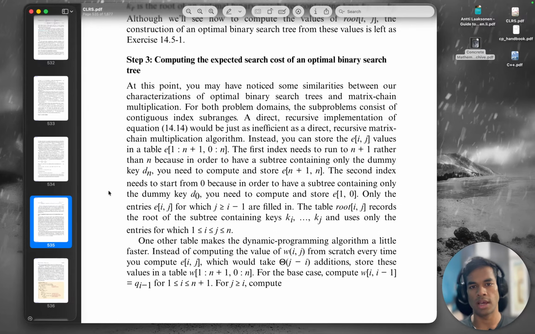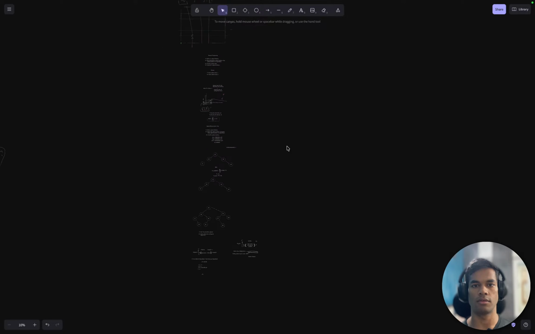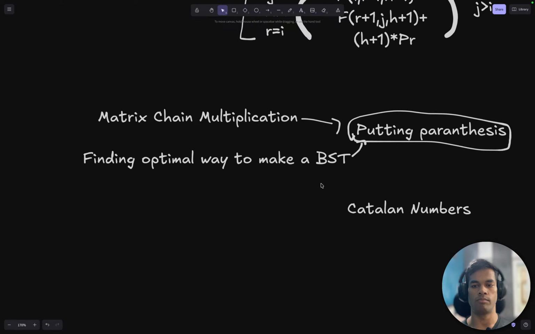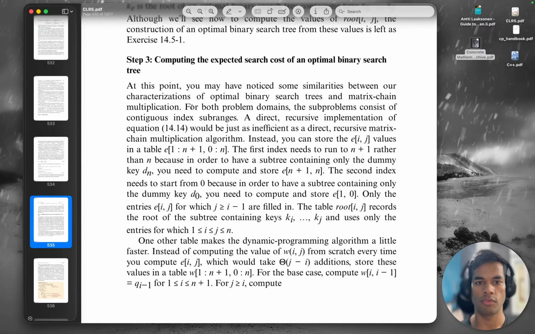At this point, you may have noticed some similarities between our characterization of optimal binary search trees and matrix chain multiplication. They both have to deal with Catalan numbers. The subproblem consists of contiguous index subranges. A direct recursive implementation of equation 14.14 would be just as inefficient as a direct recursive matrix chain multiplication algorithm.